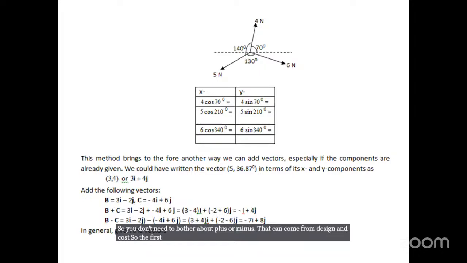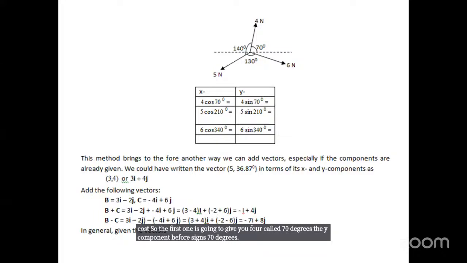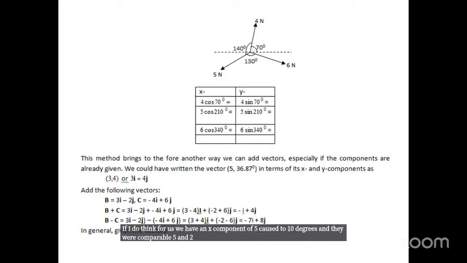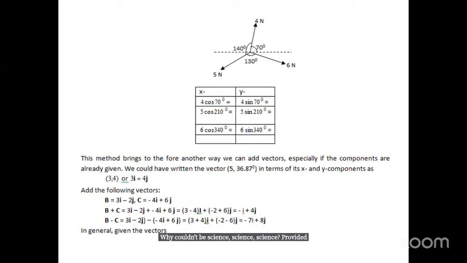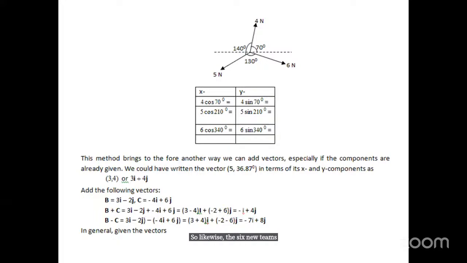So the first one is going to give you 4 cos 70 degrees. The y component will be 4 sine 70 degrees. The 5 Newton force will have an x component of 5 cos 210 degrees and a y component of 5 sine 210 degrees. The x component will be cos, cos, cos, the y component will be sine, sine, sine, provided your angles are measured from the positive x direction. Likewise, the 6 Newton force: 6 cos 320 degrees and 6 sine 320 degrees.